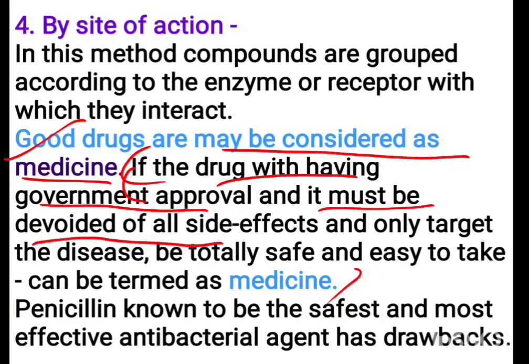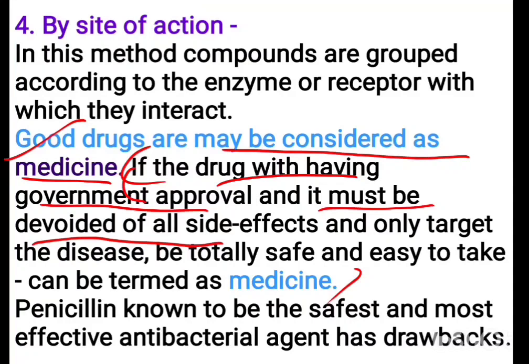By site of action means the drugs which are taken should definitely interact with some site or part of the body. They may interact with an enzyme, or they may act on a receptor, and that depends on the drug. So according to the enzyme or receptor to which they bind, we can justify the nomenclature by site of action.